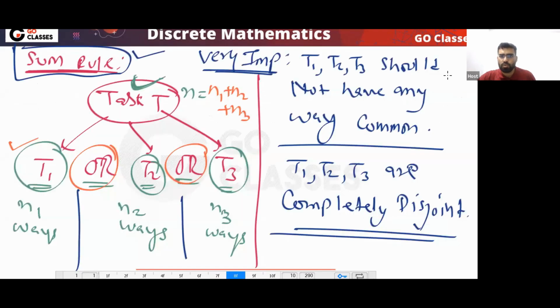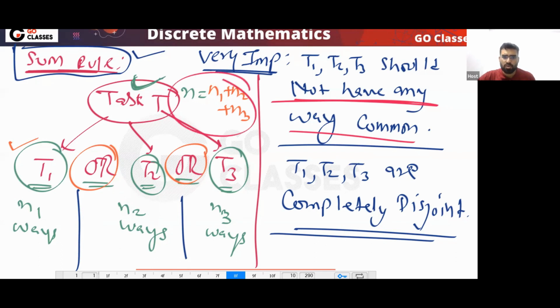So remember, T1, T2, T3 should not have anything in common, no way in common. To complete this task T, you can do either T1 or T2 or T3. And if these n1 ways, n2 ways, and n3 ways are disjoint, then you can directly add. The answer will be n1 plus n2 plus n3.